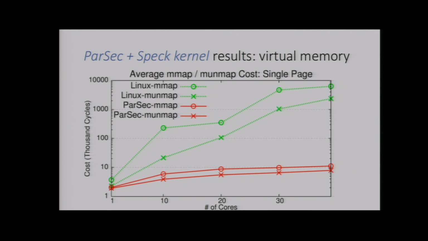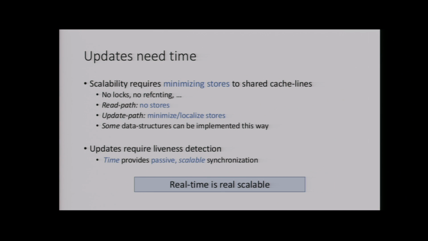Interestingly enough, for Linux, unmap is less expensive than map here, which is really cool because the Linux kernel guys did some brilliant things with deciding actually when they have to do TLB shootdowns. But it's not as effective in this case as our system.